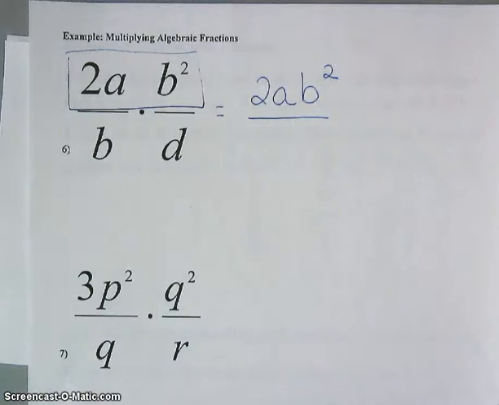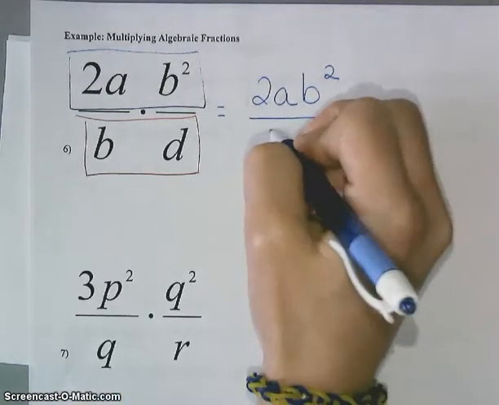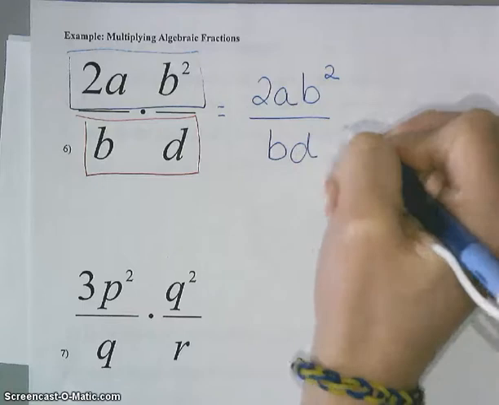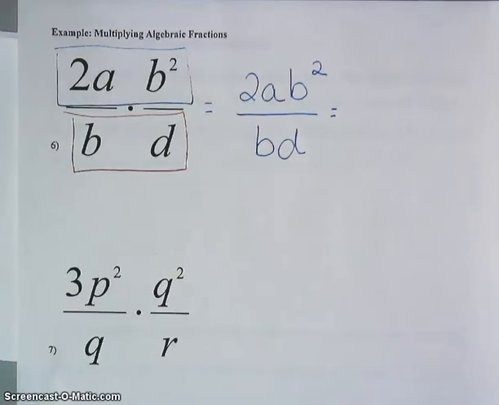And then I'm going to multiply the bottom. Well, b times d is just bd. Now we're going to use the rules that we learned last marking period, and we're going to simplify.